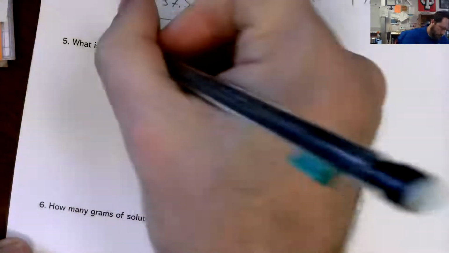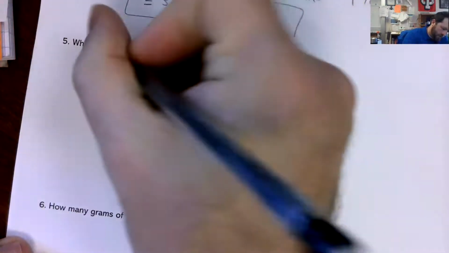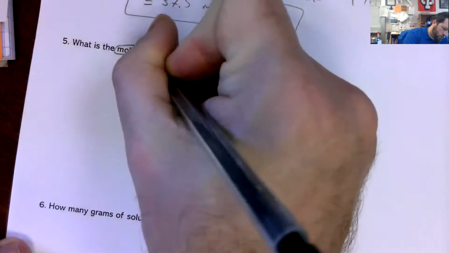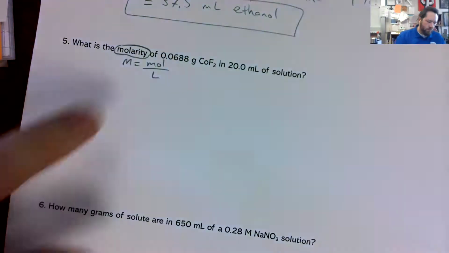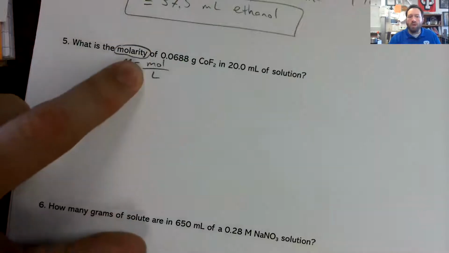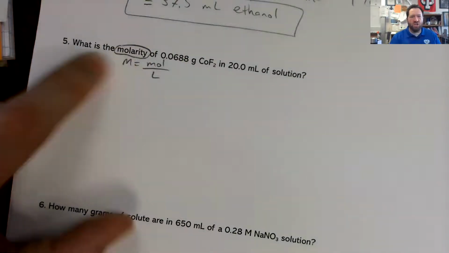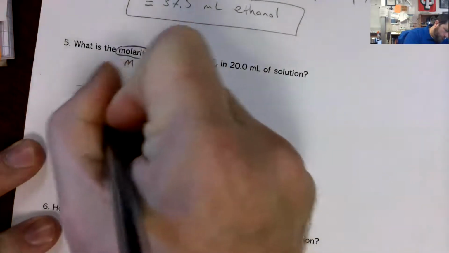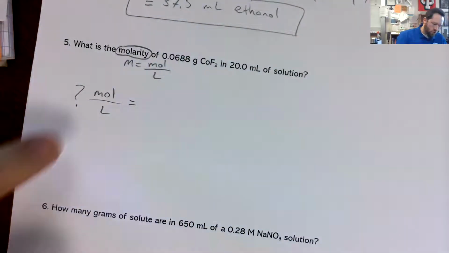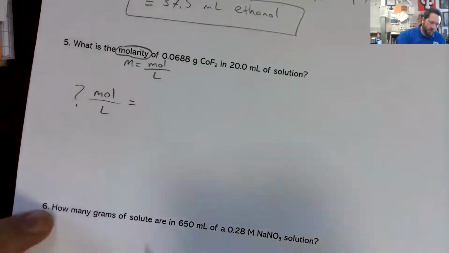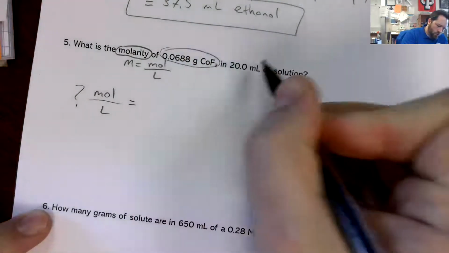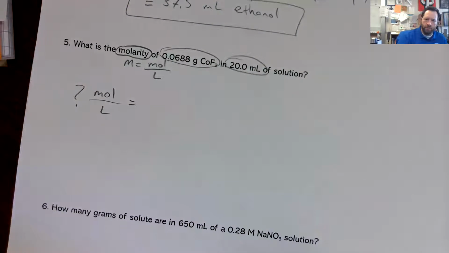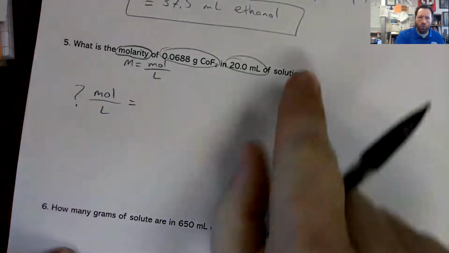Oh boy. Okay, well, whenever I see molarity, again, that's big M, which is equal to moles over liters. That's a mathematical value we can work with. They're asking, what is the molarity? So it's question mark, moles over liters. That's what we're trying to solve for. Now I have 2 single units here. Got to kind of think this one through.